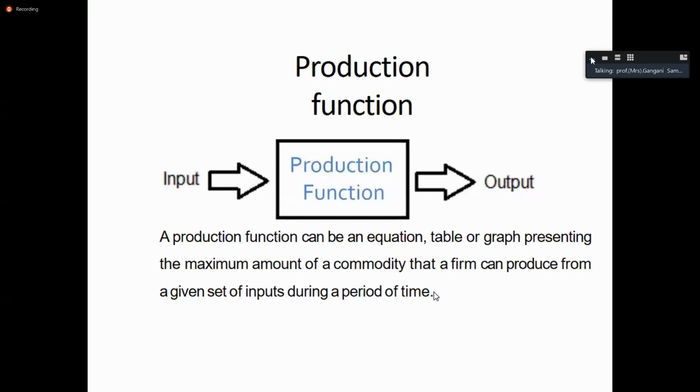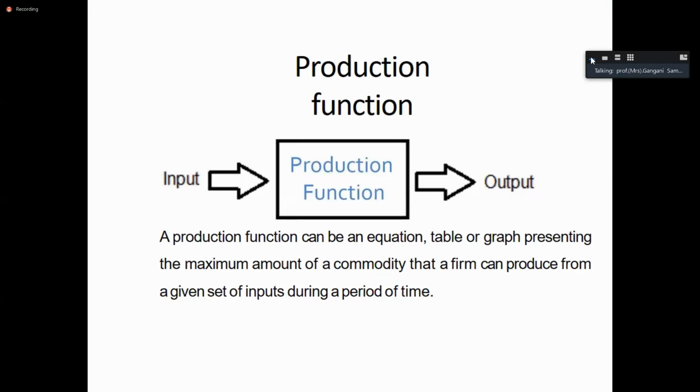Just you need to remember some words here. In the production function, the function may be an equation, just some points are there in your mind, or maybe a table, or maybe a graph. It presents the maximum amount of a commodity that can be produced from a given set of inputs. We are giving a set of inputs, let's say 10 laborers we are using to produce 10 kilograms of potato.